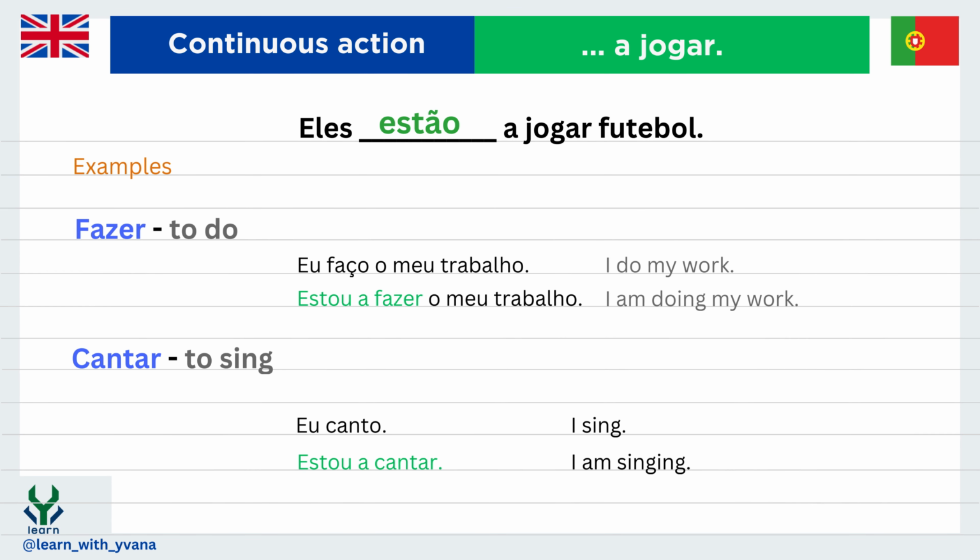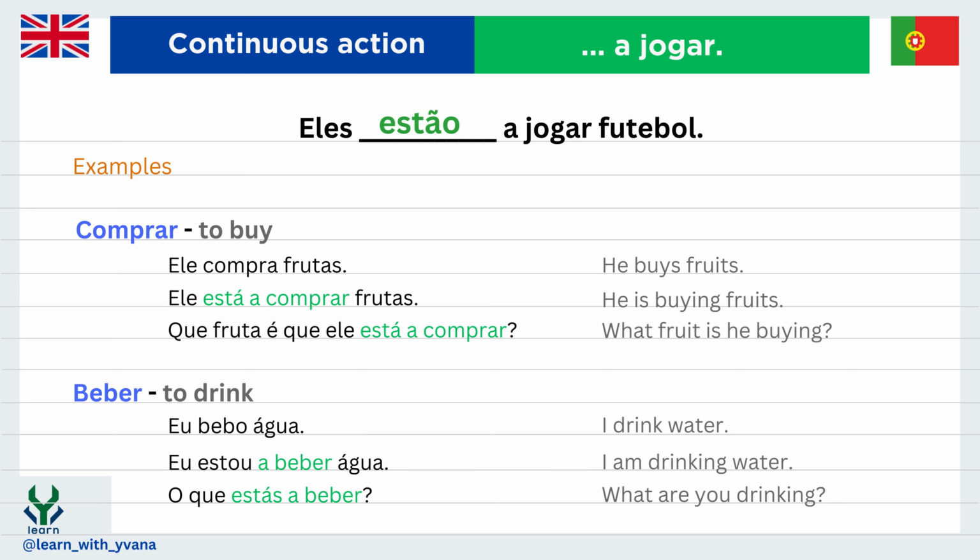Finally, let's see some examples. Fazer, to do. Eu faço o meu trabalho. I do my work. Estou a fazer o meu trabalho. I am doing my work. Cantar, to sing. Eu canto. I sing. Estou a cantar. I am singing.